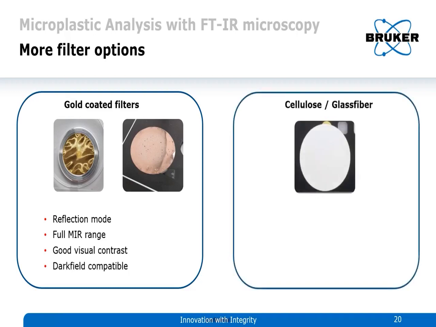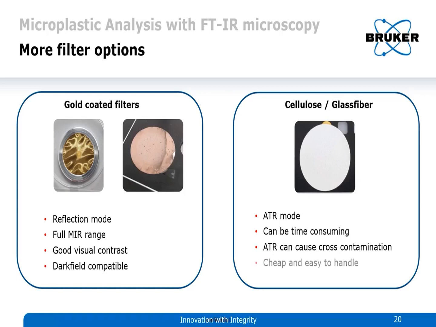Then there are cellulose or glass fiber filters. They can only be used with ATR. And ATR mode can be quite time consuming because you have to constantly clean your crystal, because it can cause cross-contamination if one particle sticks to the crystal and you're moving it to the next one. But these filters are cheap and easy to handle, and if you want to do this really depends on the number of particles you expect on your sample. If it's just a few, this is a good option. But otherwise, we would really recommend to stick to anodisc.